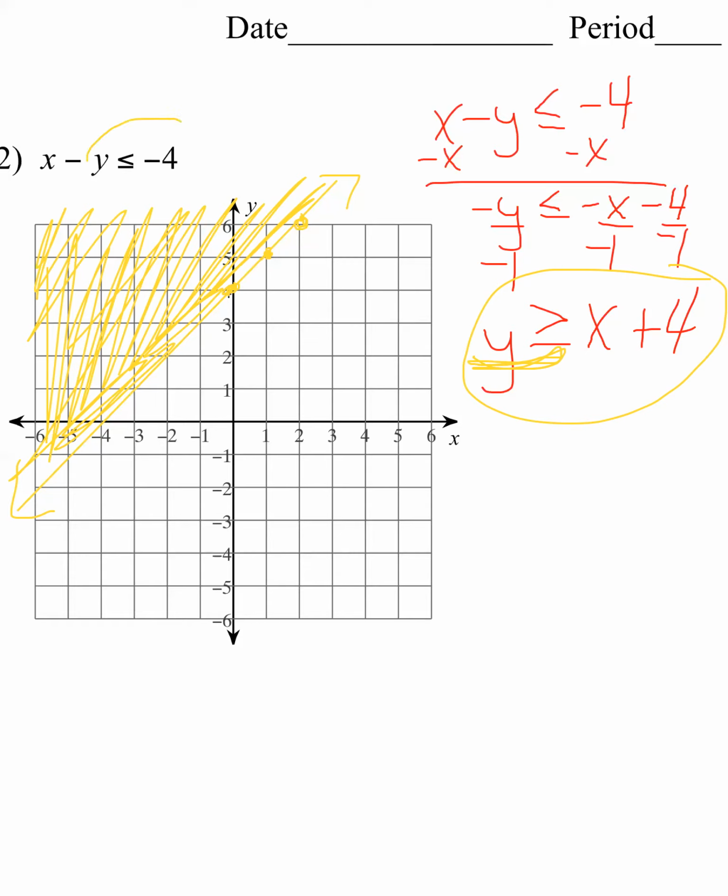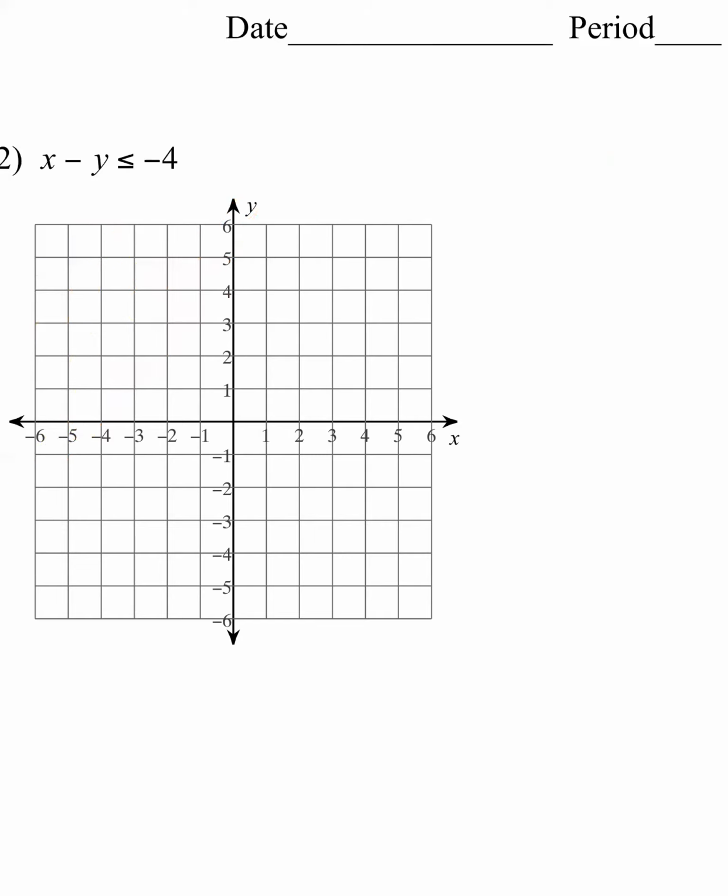If you had gone back to the original, a lot of people are going to erroneously see that y is less than when it's really not, and they're going to shade below and get that wrong. So please be careful. Always go to your inequality where you already have the y all by itself and go from there. Okay? And as always, if you're not sure, you can take a point that you've shaded over and plug it back into the original, make sure it works. Okay, let's move on to number 3.